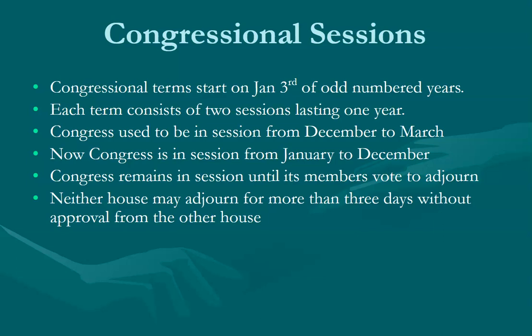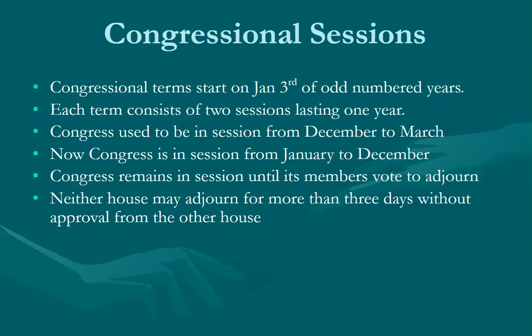So let's back up and take a look at this. They start on January 3rd of odd-numbered years, because the election years are always on even-numbered years for Congress. So when the election is done, and the votes are counted, the congressional term starts January 3rd after that election. And then that runs for 2 sessions, each lasting 1 year. So the first session is January to December of the first year, in the odd-numbered year, and then January to December in the second year.